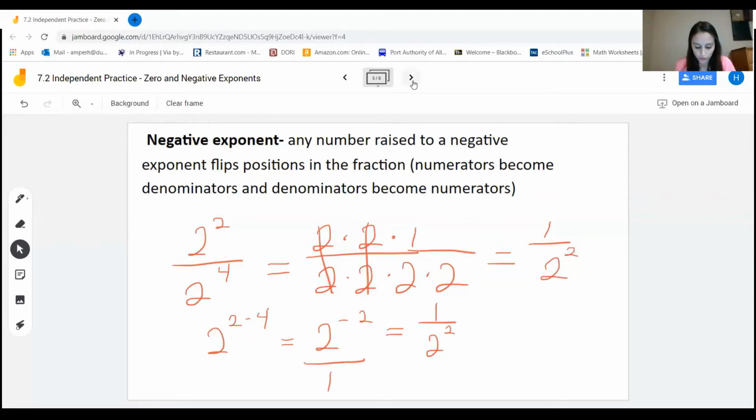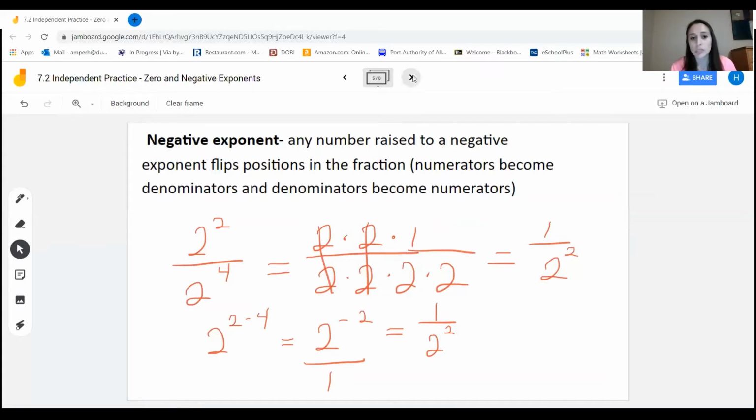And so just be aware that you have to simplify things with a negative exponent. Negative exponents are not in their most simplified form. So whenever you're given a negative exponent, you can't have an answer with a negative exponent if you're being told to simplify. You're going to have to move it and get rid of it.